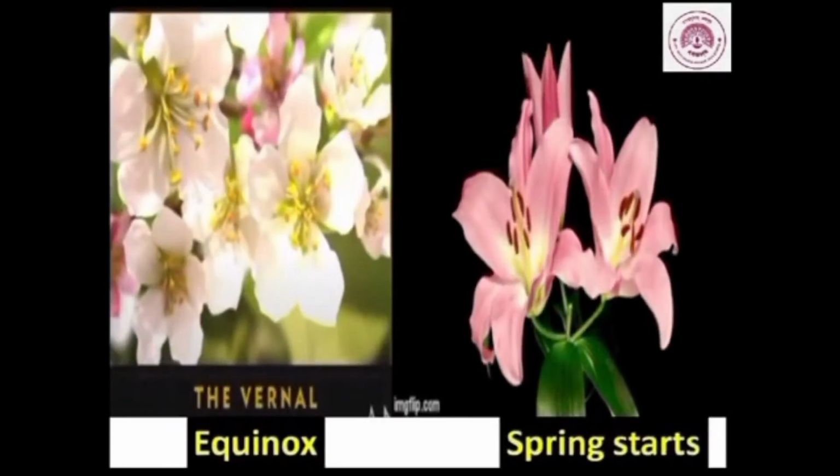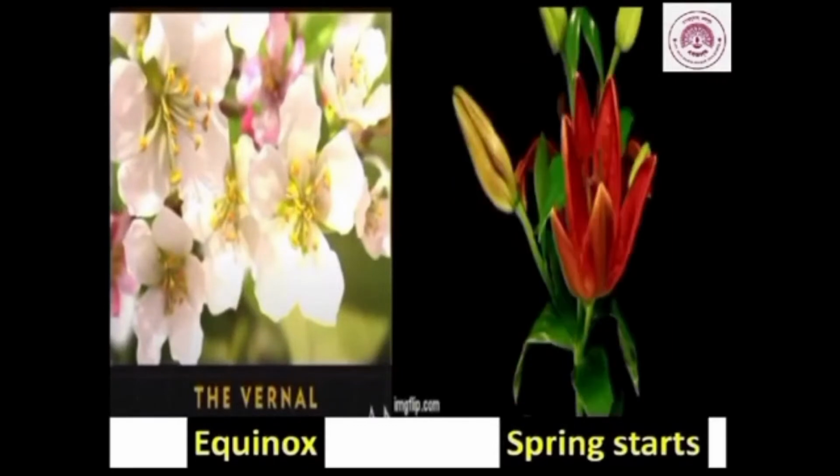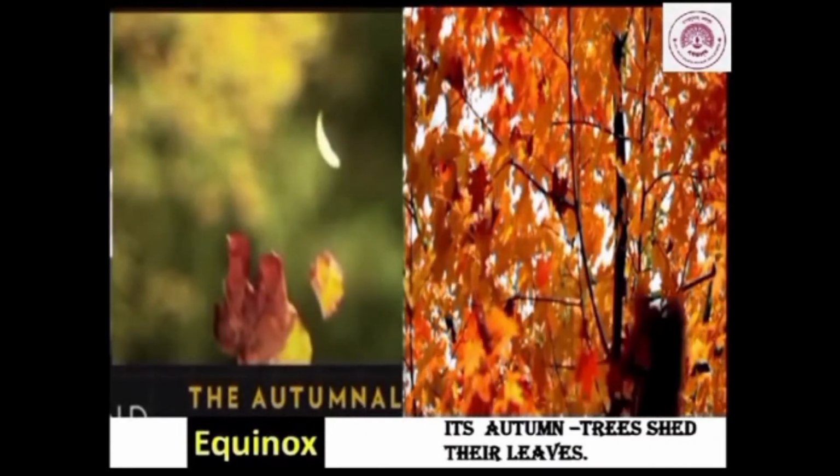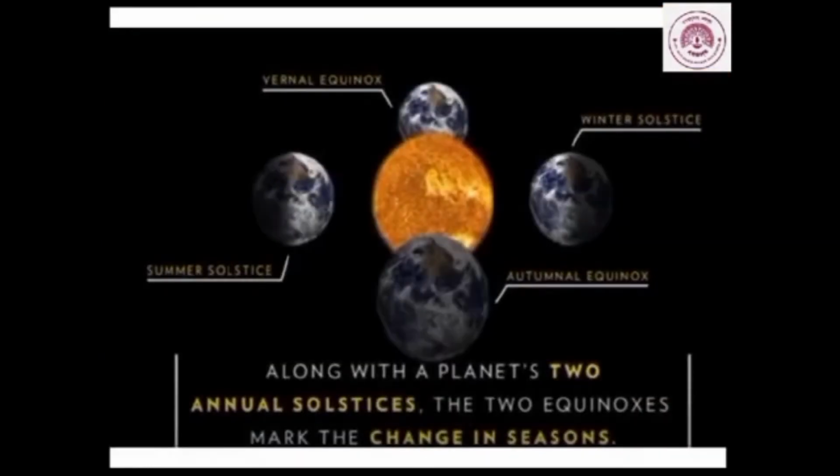We have seen two solstices, the vernal equinox, when spring starts, and the autumnal equinox, that is when the trees shed their leaves, that is autumn. Then along with the planets, two annual solstices and the two equinoxes mark the change in seasons, that also we have seen.